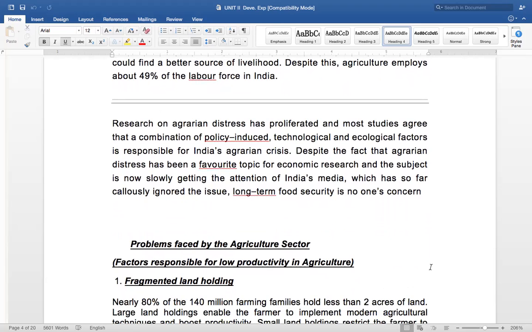The remaining problems which Indian agriculture is facing, I'll continue in the next term, where I'll show you the various factors which are responsible for low productivity in agriculture and how we can control it. Okay, so I will show you certain measures also. From the same point, I'll continue in the next term.